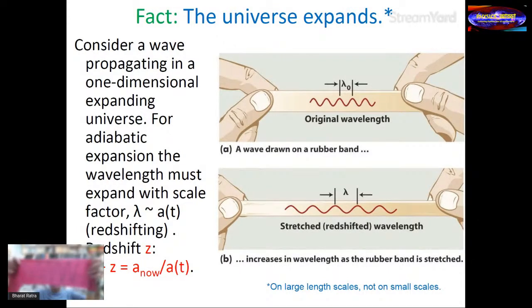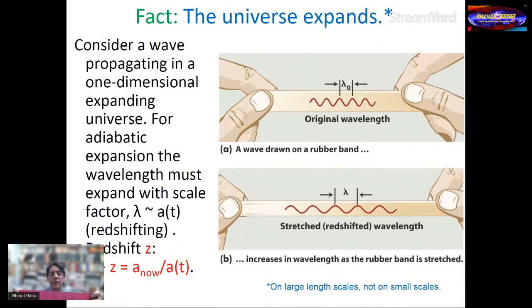So I have this elastic band here, and I put a wave on it. And you can see the peaks and troughs of this wave, and you could take your meter stick and measure the wavelength. And now I'm going to expand the universe. And if I expand the universe, you can see that the wavelength increases. If I contract the universe, the wavelength decreases. That's because this wave is fixed in the space and you're making the space expand and contract.